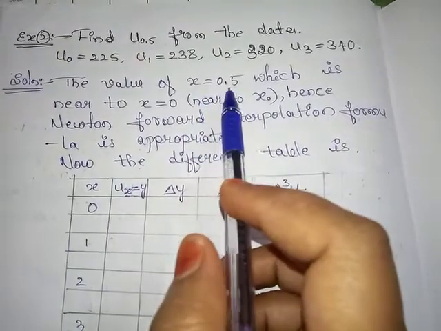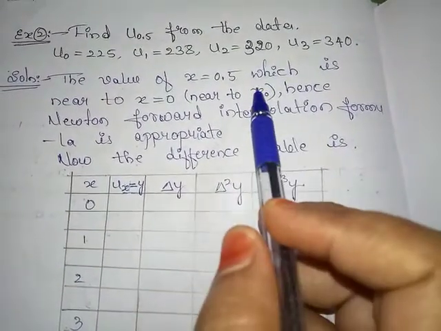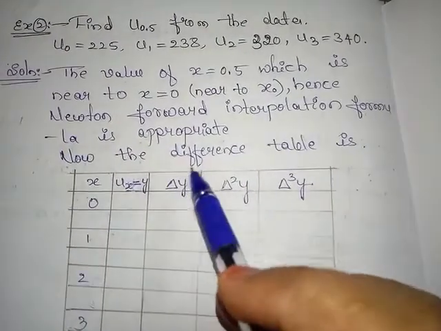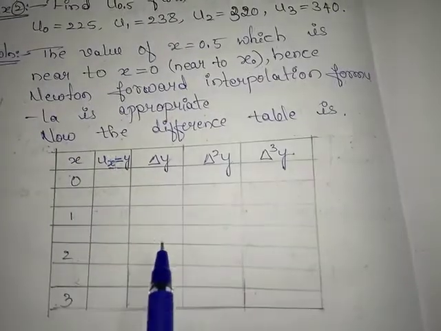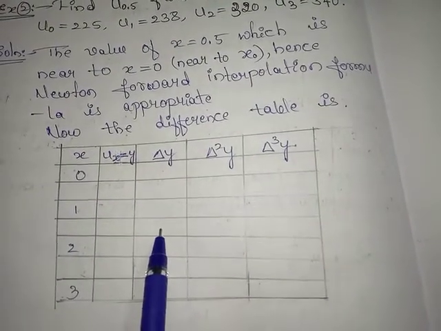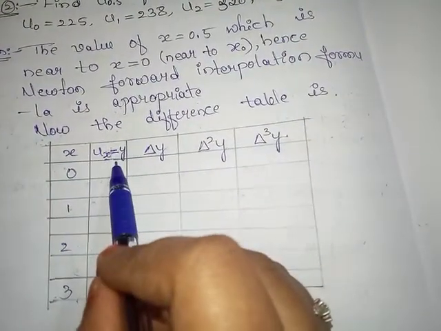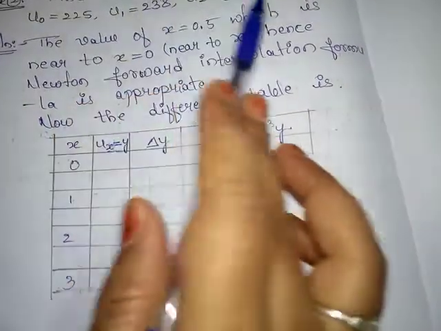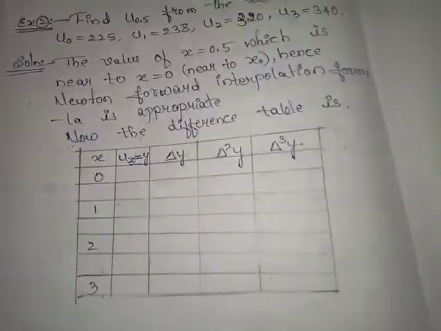Write which value of x is given, whether that x value lies in the first half or second half, and which formula is applicable for that given example. Now we have to find the difference table. These are the values of x and y. X values are 0, 1, 2, 3, which indicates the values of y.